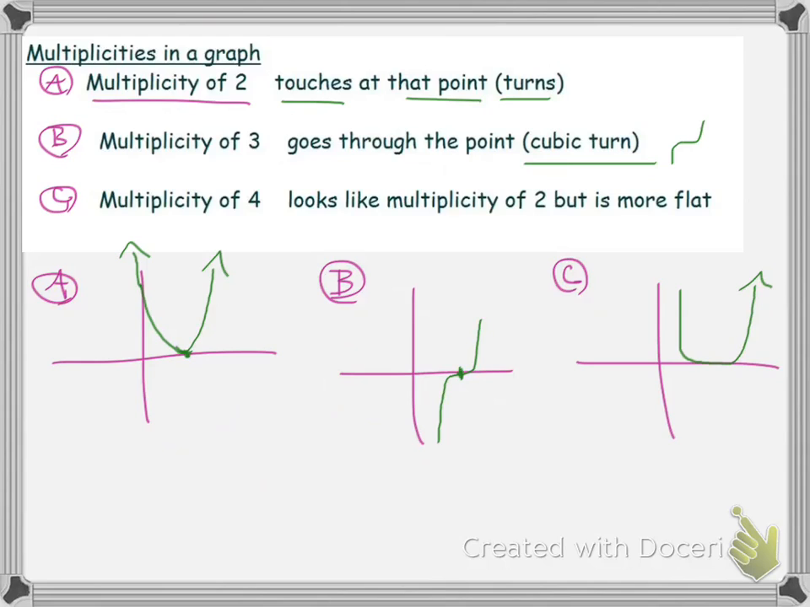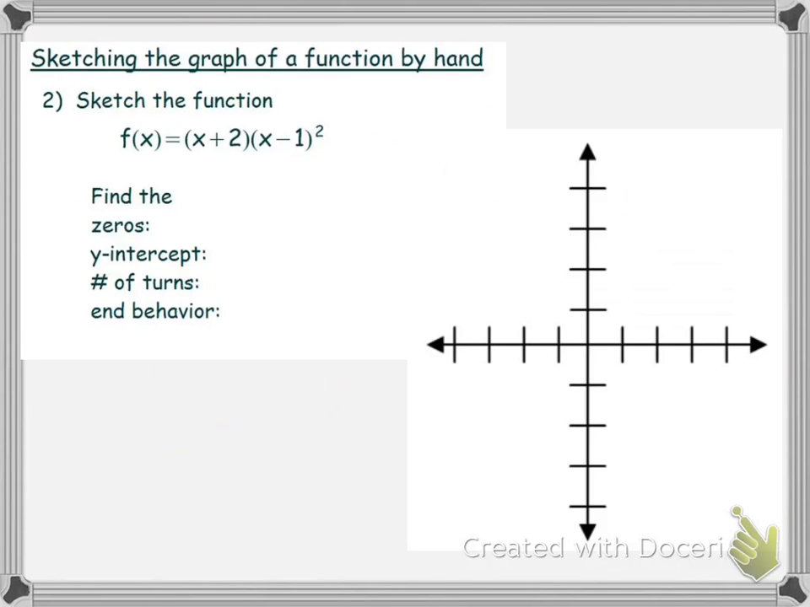It's going to look something like that. And it's just a little bit flatter down there at the bottom. Okay, so we're going to have to sketch this by hand. So what we're first going to do is find the zeros from this function.